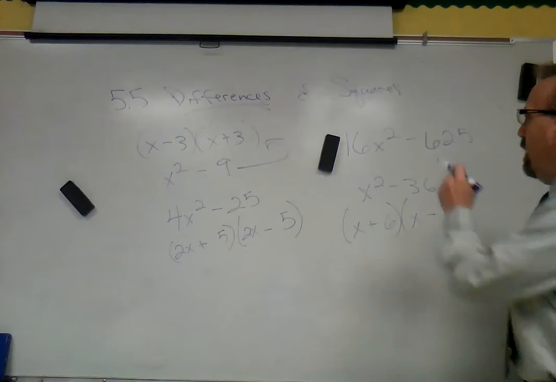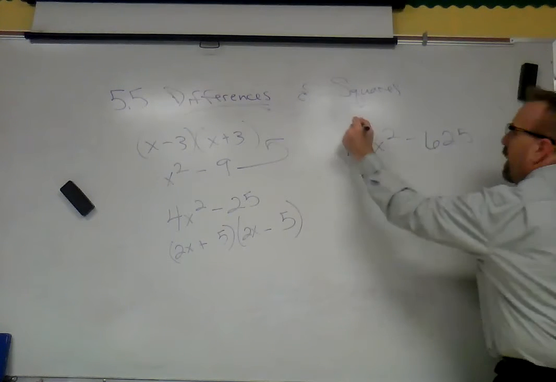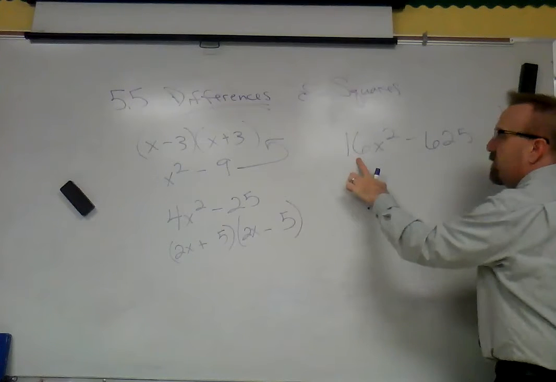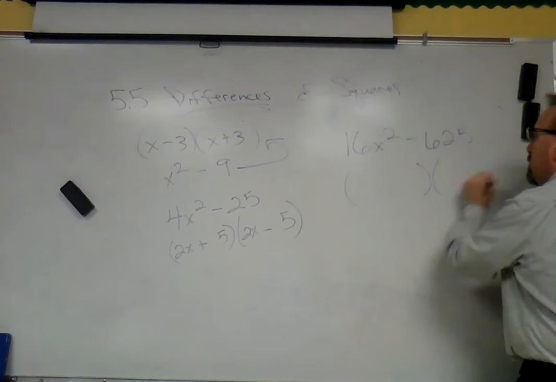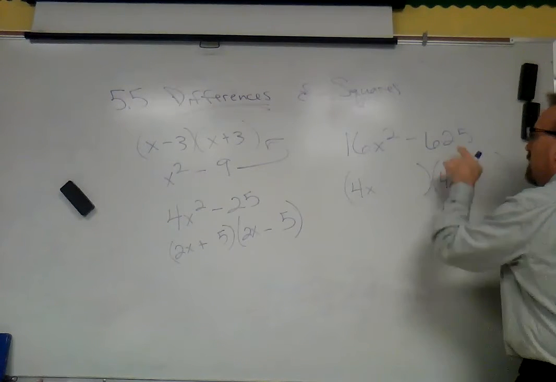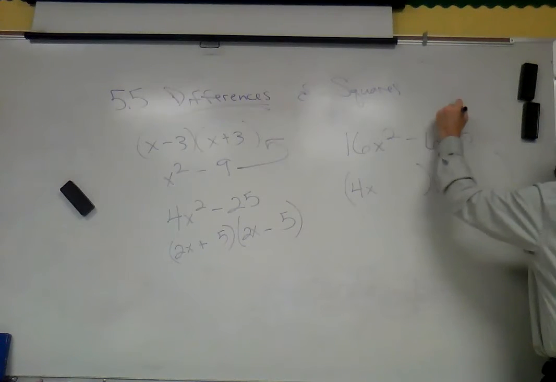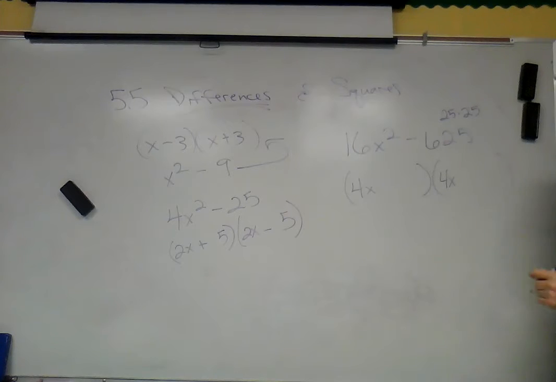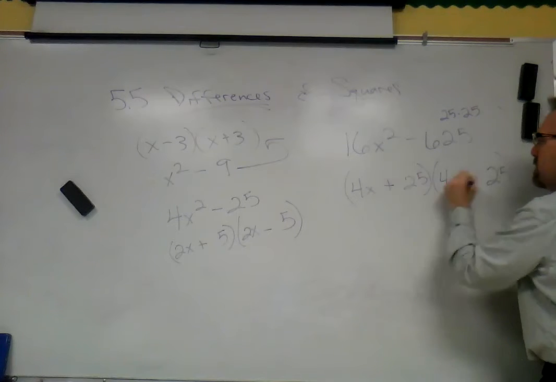So now the reason I've been saving this one, let's look at, is this a perfect square? Yes. So let's start with that one. We get 4x and 4x. Is this a perfect square? Oh, no. 25 times 25. Okay. So we get 25 and we get 25. One of them plus, one of them minus.